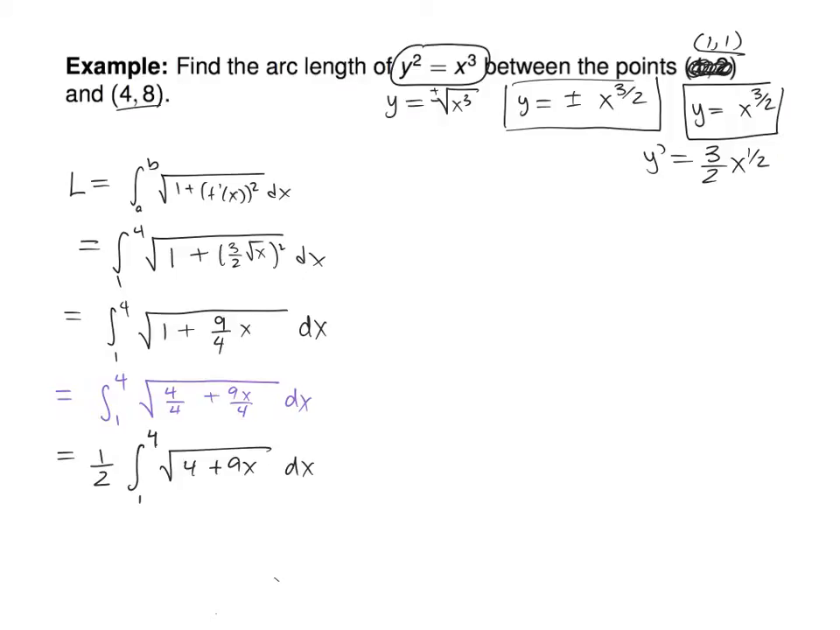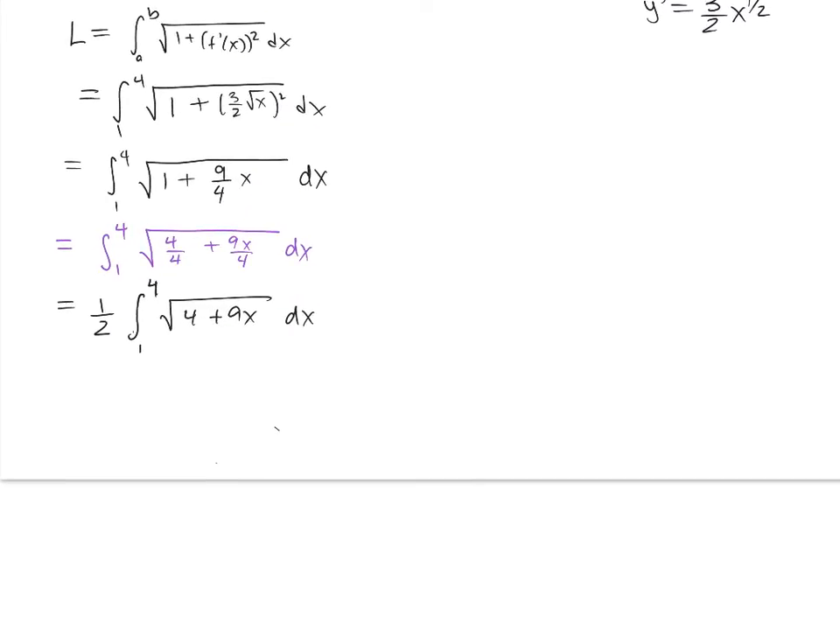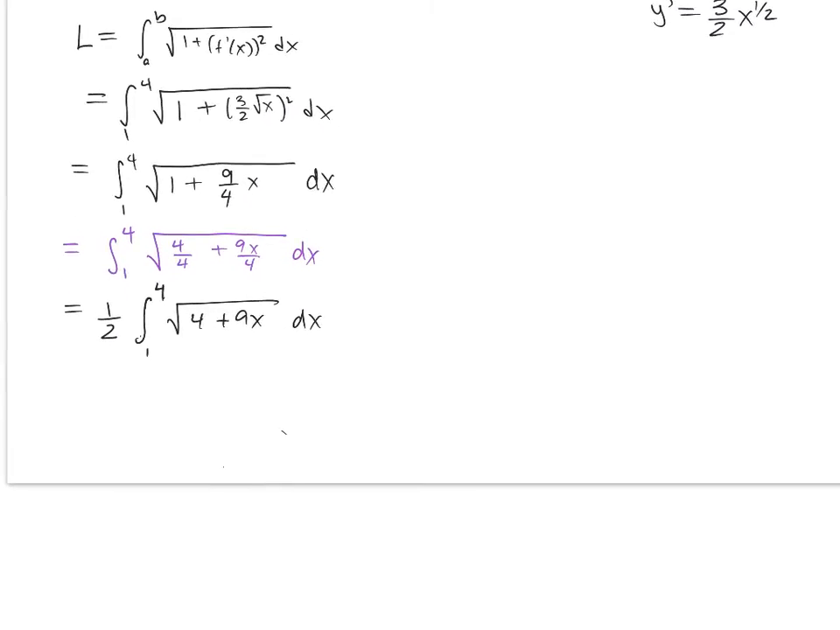Is it clear where my 1/2 came from? Yeah, so you have this, both things are over 4, which is like a quarter. And I factored the 1/4 out and it got rooted, it became a half, that's why. Okay. And now let's do a u substitution. So what's u going to equal? U equals 4 plus 9x.